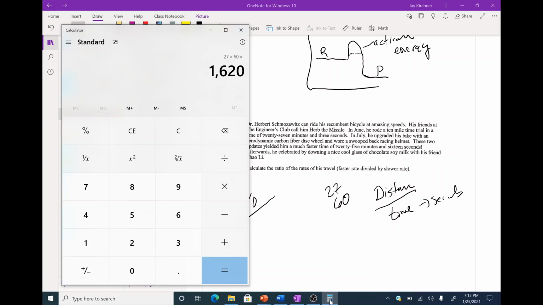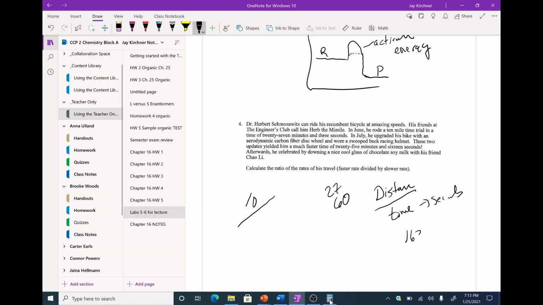1620. So 1620 seconds in 3 seconds. So let's put 1623 then. So 10 miles per 1623 seconds, whatever that is.